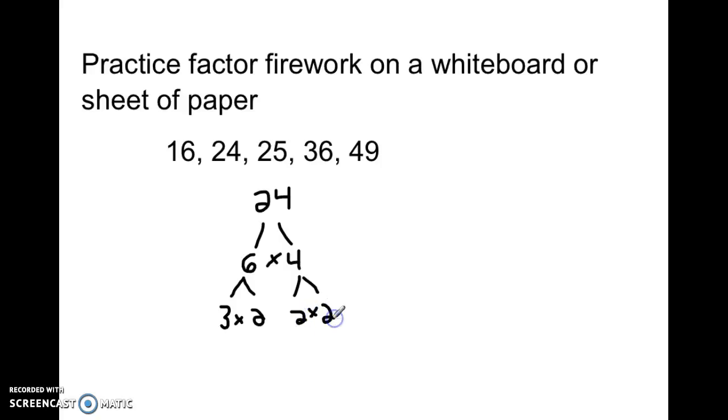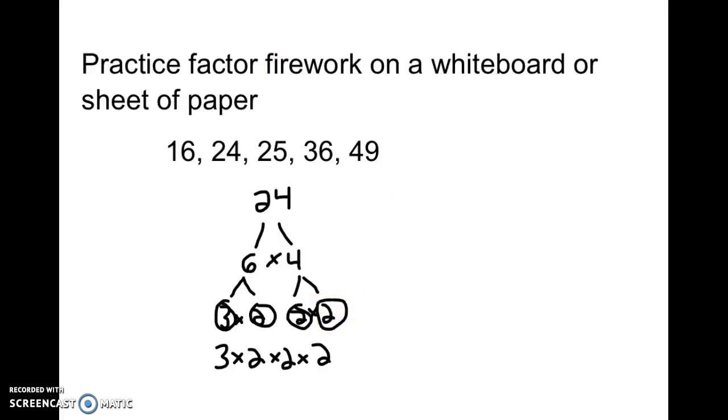All right, so the prime numbers that make up 24 are 3, 2, 2, and 2. So if they ask you to write the multiplication equation, I would do 3 times 2 times 2 times 2. So you do it for each one at the bottom of the branches. You don't want to write any of the composite numbers. So I wouldn't want to write 6 or 4 because something could still be divided in there. I only want to write the prime numbers that are at the end.